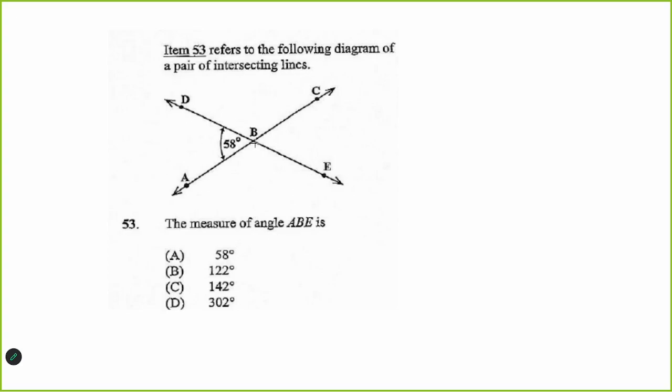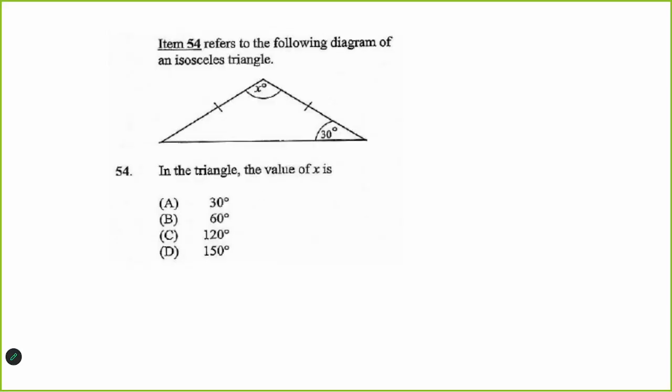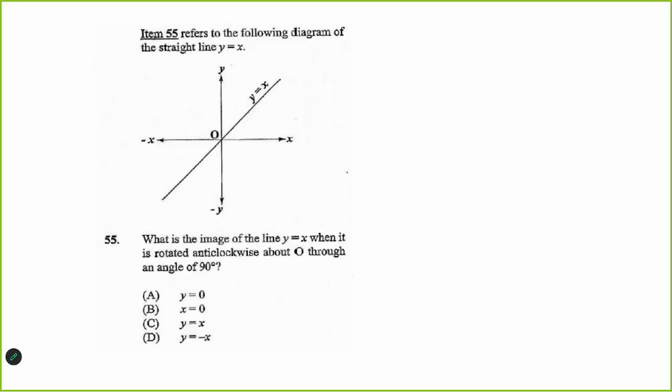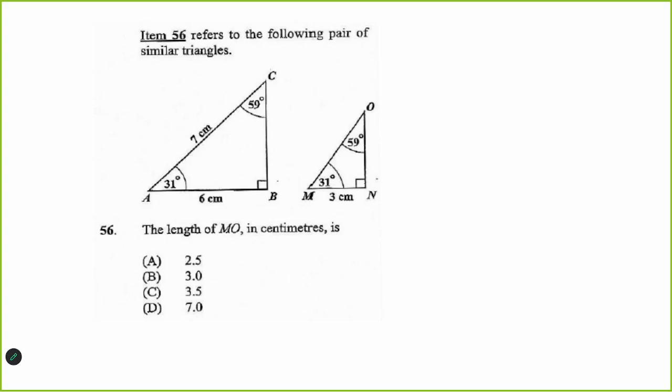BAE, that is 180 minus 58, which was 122, I believe. That was a repeated question. This one here, angle X, this is 30 as well because it's an isosceles. This would be 180 minus 60, which is 120. So C. This one here rotates anti-clockwise, so y is equal to negative x.